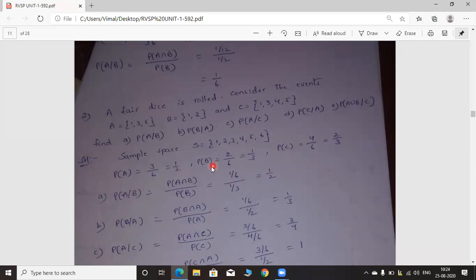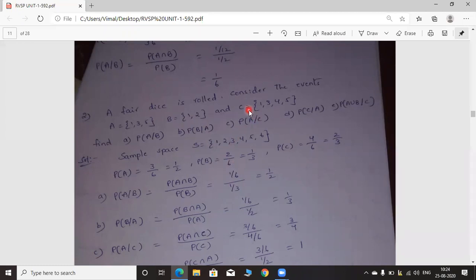Okay. Next, what is the probability of B? How can we calculate this probability of B? Observe the event B. B is equal to {1, 2}. Here we have 2 elements, so 2 possible outcomes. In the sample space, we have 6 possible outcomes. So you have to write 2 by 6 for finding the probability of B.